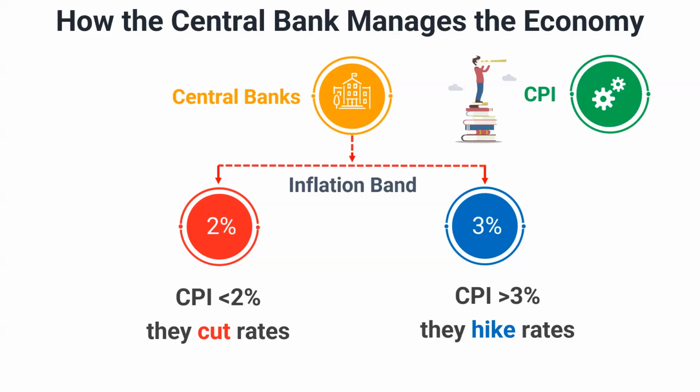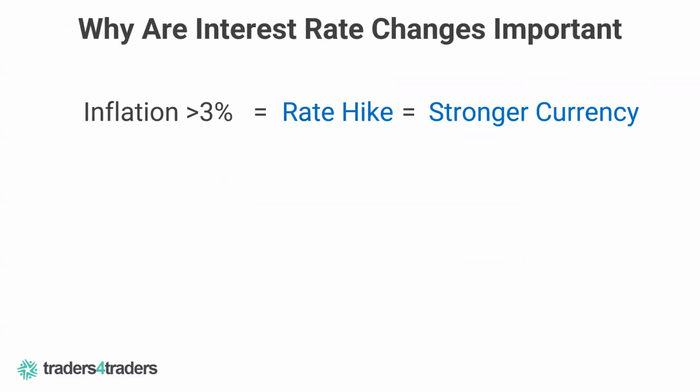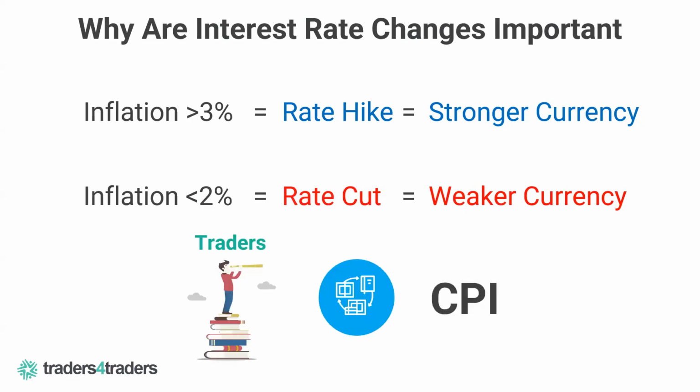It's quite simple. Now, why are interest rate changes important? So if inflation is greater than 3%, the central bank hikes rates. And why is that important? Because higher interest rates means a stronger currency. And if inflation is less than 2%, well, they cut rates. And that leads to a weaker currency. Now, the traders know exactly what the central bank plan is because the central bank tells us every time they have a meeting. So like the central banks, the traders watch the CPI numbers very closely.